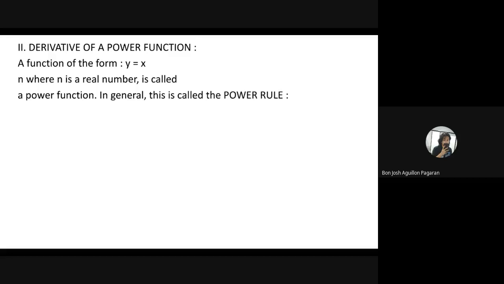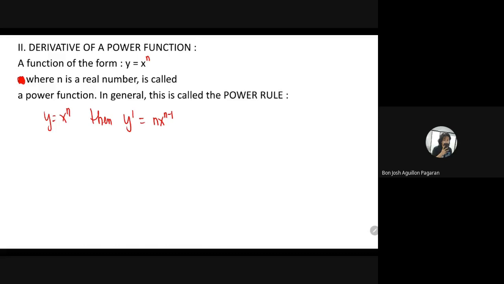Let's have now the derivative of a power of a function. So we have there a function of the form y is equal to x to the power of n, where n is a real number, which is called a power function. In general, this is called the power rule. When you have y is equal to x to the power of n, then the derivative is y prime is equal to n x raised to the power of n minus 1.